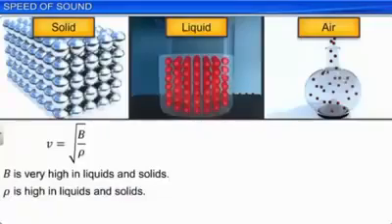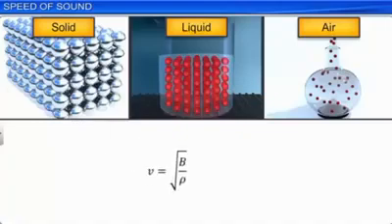Liquids and solids are less compressible than air, and therefore have a greater bulk modulus, resulting in a higher value of B by rho.